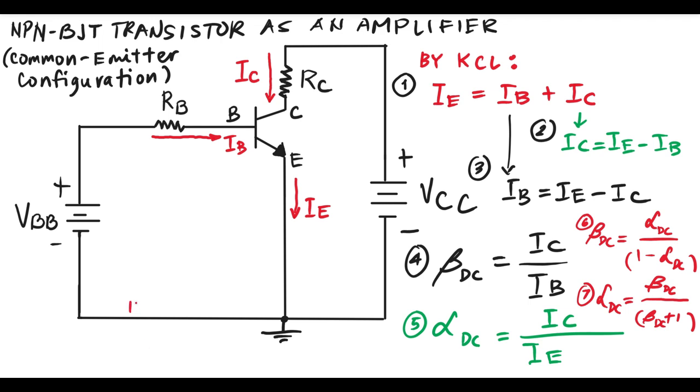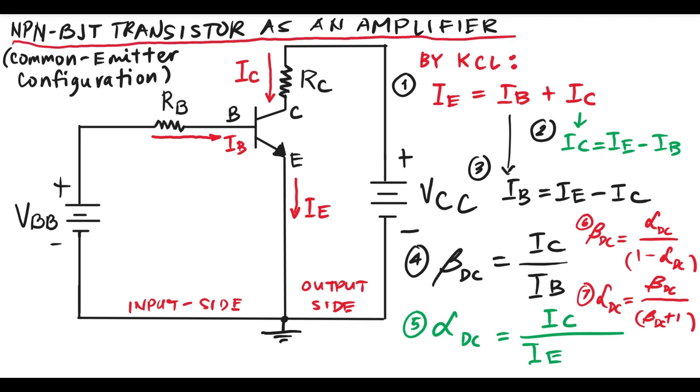Again, this is the input side. And on the right side, this would be our output side of the circuit. And because of that, when you do the experiment in the laboratory for this transistor, you would be getting the input characteristic curve and the output characteristic curve. Anyway, this is just an introduction to the NPN BJT transistor that is connected as an amplifier.